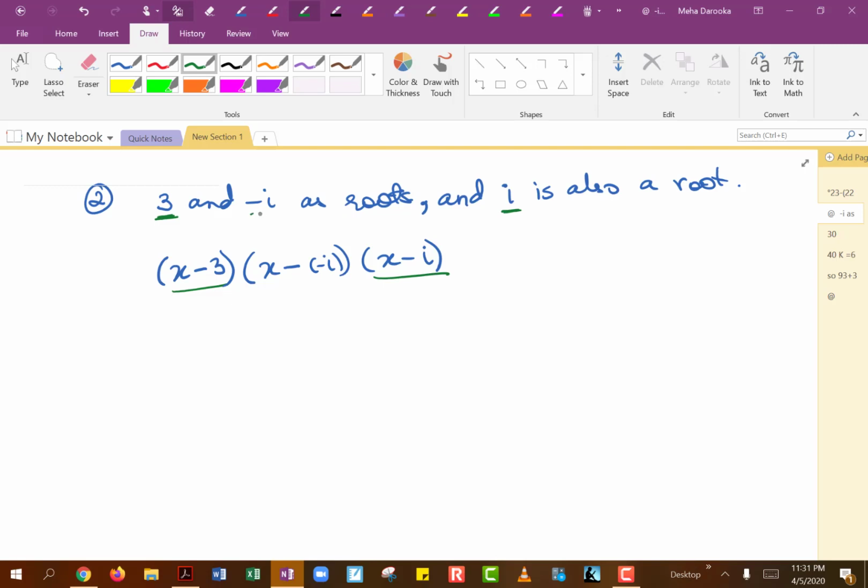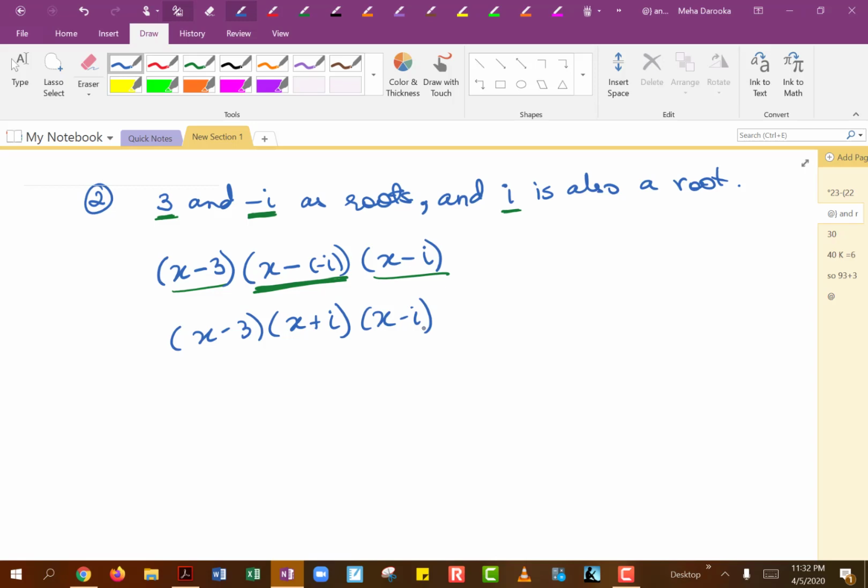Now this root here is a negative i, which means you will have two negatives, or basically go with the opposite sign, it will end up becoming a positive. So you will have x minus 3. These two negatives here become positive, so this will become x plus i, and then x minus i will be our other factor.